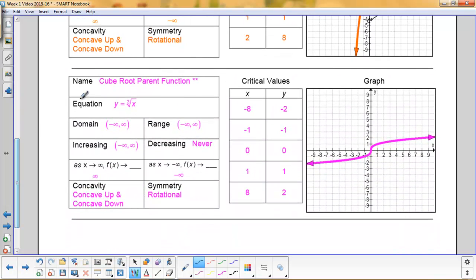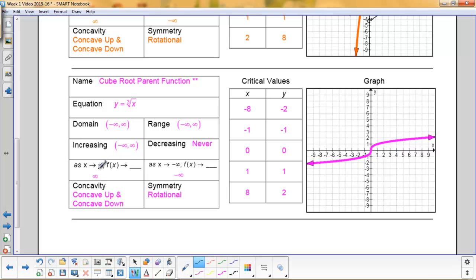Cube root parent function, notice here, is y equals the cube root of x, just like the square root, except our index is 3 instead of 2. Domain and range, much like the cubic function above, is going to be the interval of negative infinity to positive infinity. Again, it is always increasing. There is never a decreasing interval for this particular parent function.